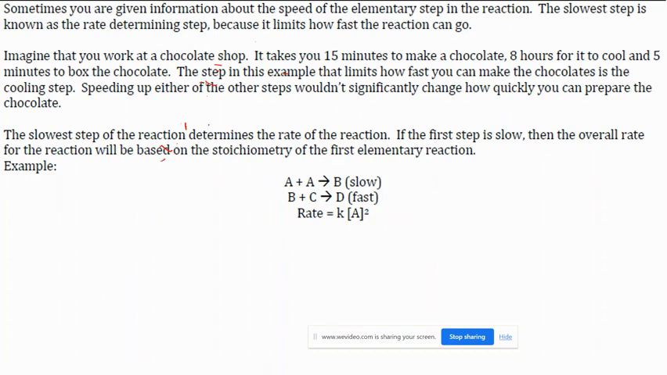The cooling time, right? So that's going to be your slow step. So the slow step of the reaction is going to determine the rate of the reaction. If the first step is slow, then the overall rate would be based on that reaction. Okay, so our rate would equal k, and then we would have [A]2, because there's 2 of these. This would be a second order reaction.